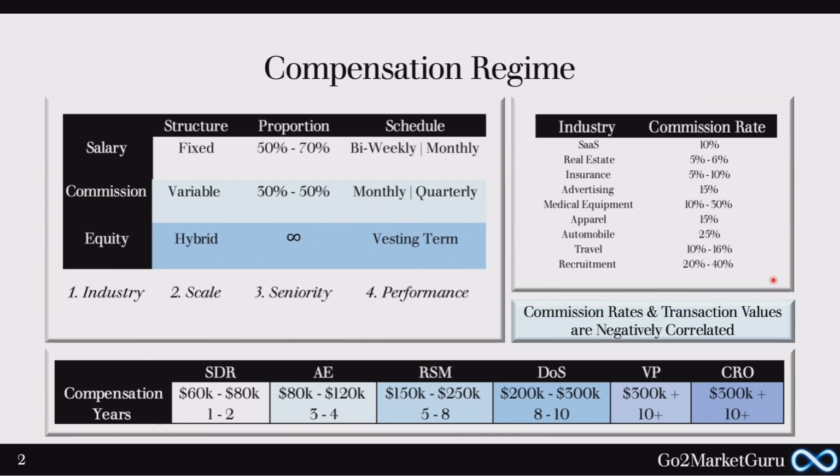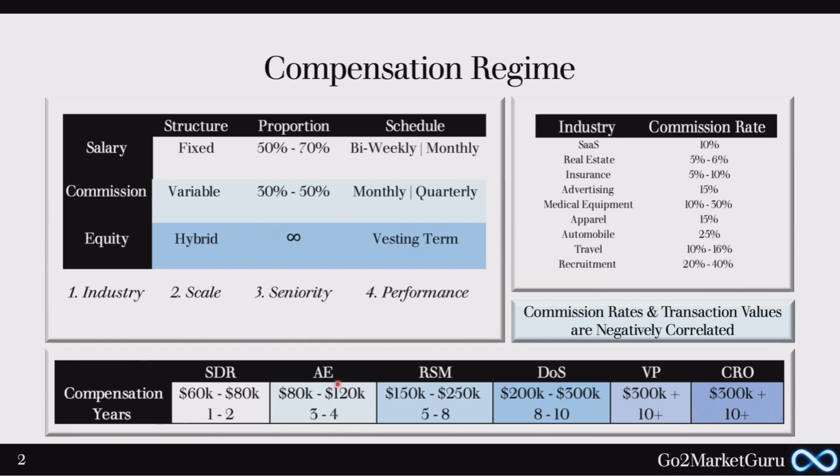But putting all that together, let's now look at what a track record would look like as far as compensation is concerned for the different levels: SDR, account executive, regional sales manager, director of sales, VP, and CRO. What can you make per year of experience? So when you start off as an SDR, you're likely going to make somewhere between 60 to 80,000, assuming you achieve your quota in your first year.